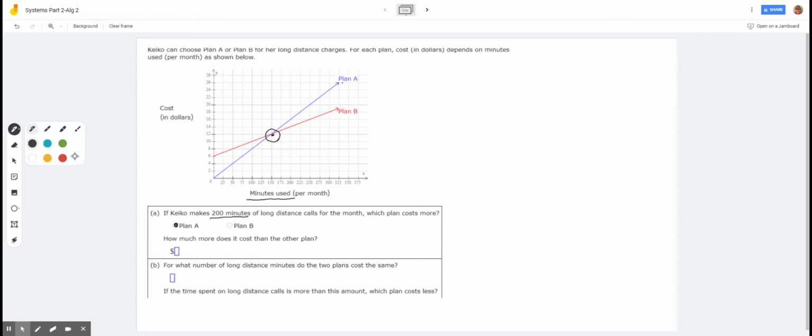How much more does it cost? The idea is that you are looking to compare the Y value. Obviously, the X value is the same. So here, the Y value is 14, and here, the Y value is $2 more, 16. So 16 minus 14 is $2 more. For what number of long distance minutes do the two plans cost the same? That's where you're supposed to recognize that they're the same, right here, and that would be 150. If the time spent on long distance calls is more than this amount, which plan costs less? Now, this is a lot of language. More than what amount? That amount, they're referring to the previous question. Once you pass there, plan B is less. So it's plan B. Those are just interpreting graphs.